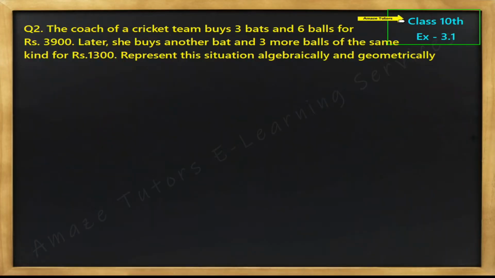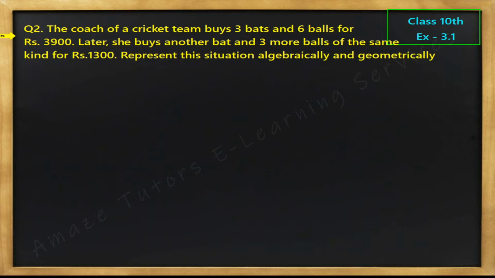Today we are going to continue with the same exercise. Exercise 3.1 from chapter 3, pair of linear equations in two variables. Question number 2. The coach of a cricket team buys 3 bats and 6 balls for rupees 3900. Later, she buys another bat and 3 more balls of the same kind for rupees 1300. Represent this situation algebraically and geometrically.